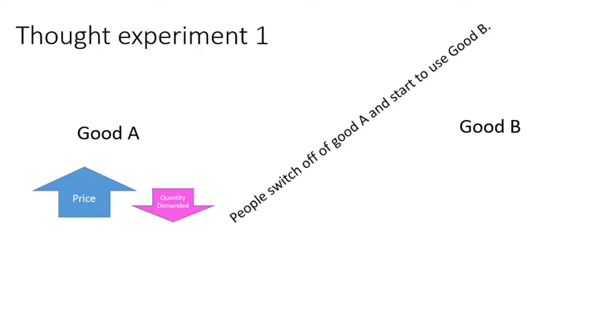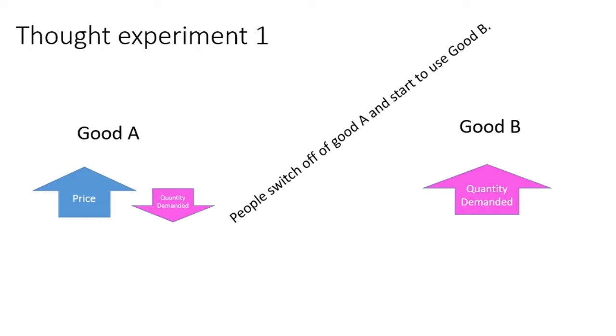So let's say that people switch off of product A and they start to use good B because they think, okay, the price of good A is higher. I don't want that product so much anymore. I'm going to find something else to use. And so therefore, here's good B, I'm going to use that. So what that would mean then is the quantity demanded of good B would go up, right?